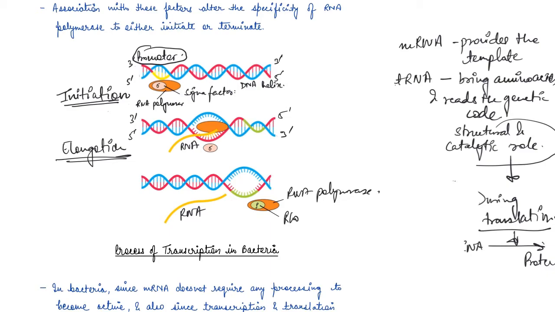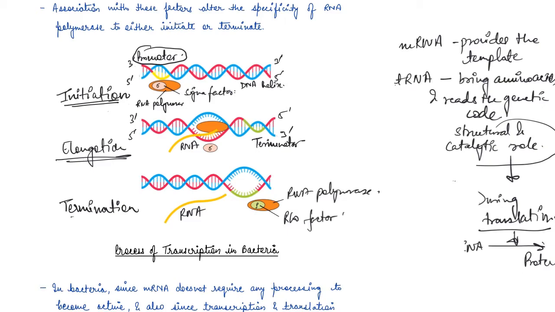This is known as rho factor, right? So when it falls off after reaching the terminator region. So guys, again, this will be the terminator region, right? So after reaching the terminator region, RNA will fall off along with RNA polymerase. This process, basically the process getting terminated, is known as termination.